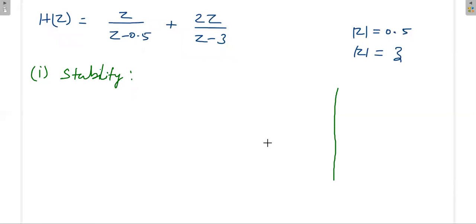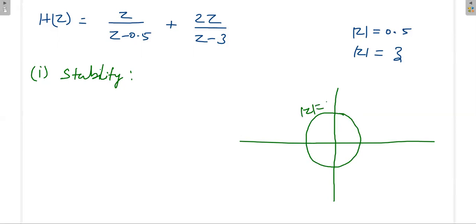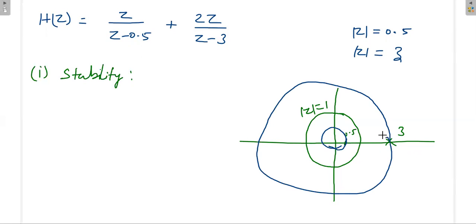Now, say for example, this is the reference circle, that is the unit circle. One pole is here at 3. That 3 means what? Entire circle. Another pole is here inside at 0.5. Now I can draw a circle with 0.5, and also another circle with 3. Now we are having 2 circles.